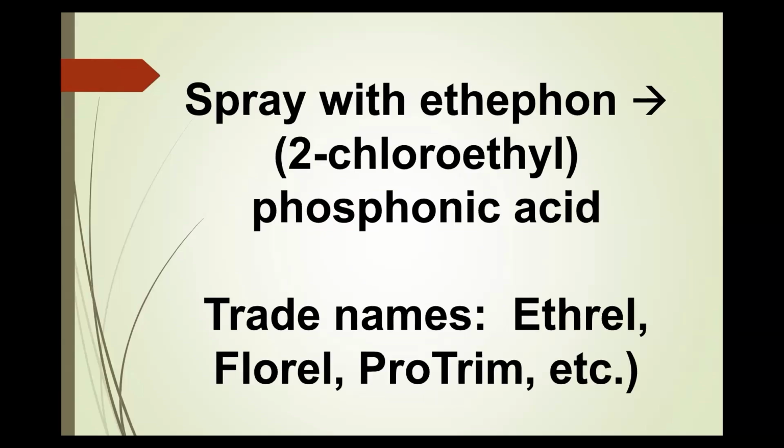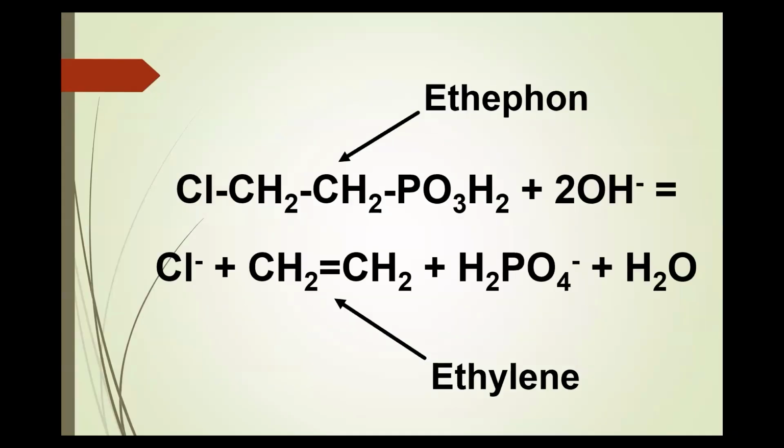Fields are sprayed with a compound called ethephon, which is 2-chloroethylphosphonic acid. Ethephon is the common name for this chemical. Trade names are Ethrel, Florel, Prep, plus a host of others. This is the chemical formula for ethephon.